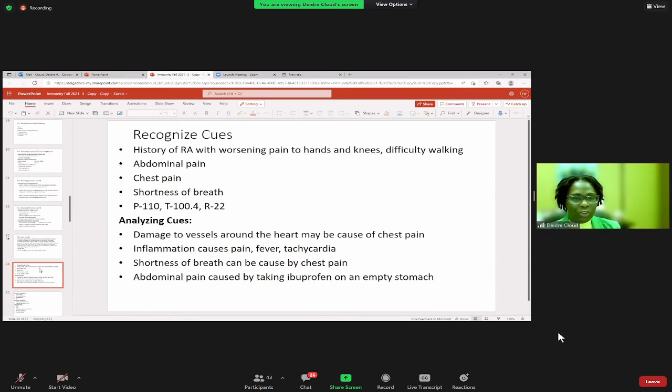Once you get a negative troponin and once you get a negative EKG, okay, this is probably some effects of her rheumatoid arthritis. Then we could just move forward with that treatment. You see what I'm saying?